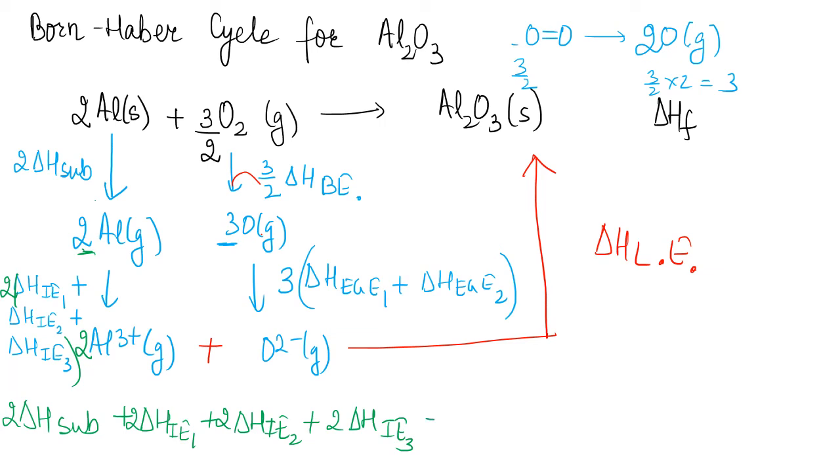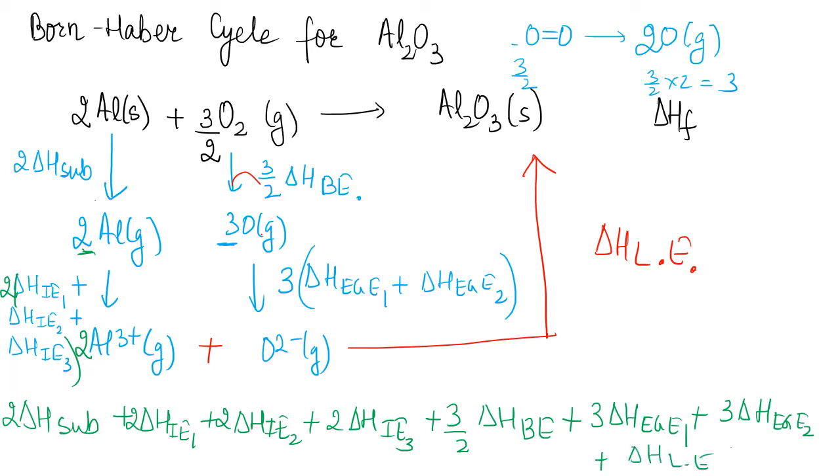उसके बाद we'll add it with 3/2 of bond enthalpy of oxygen plus 3 into electron gain enthalpy 1 plus 3 delta H electron gain enthalpy 2 plus delta H lattice energy, and this will be equal to heat of formation. Guys, this expression is bigger than the previous one, so we have to be very careful here. Okay, all right.